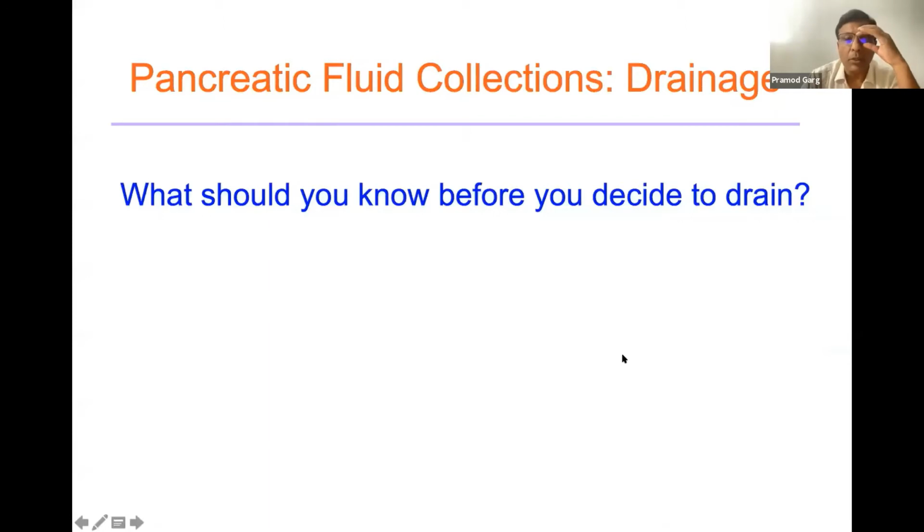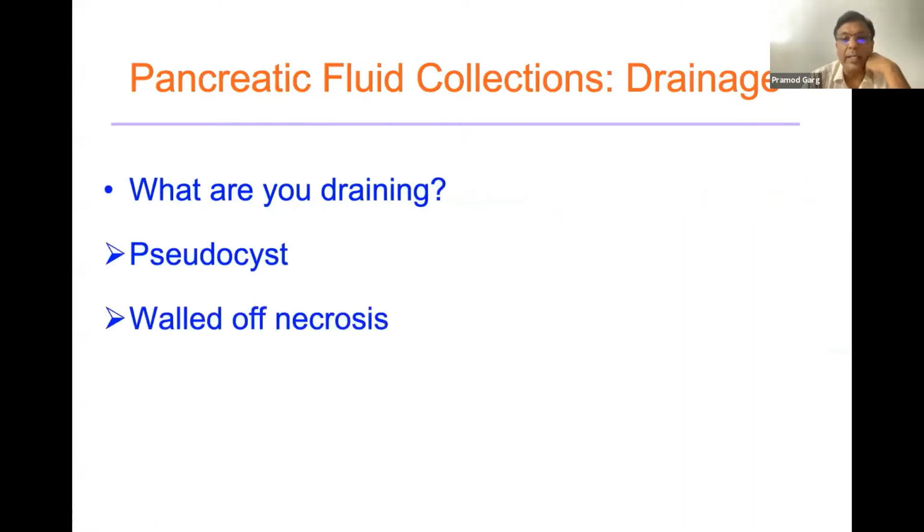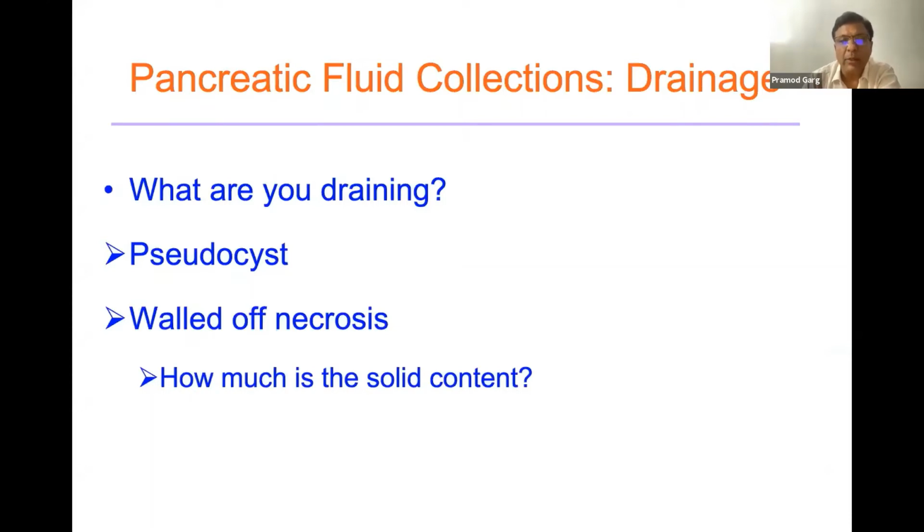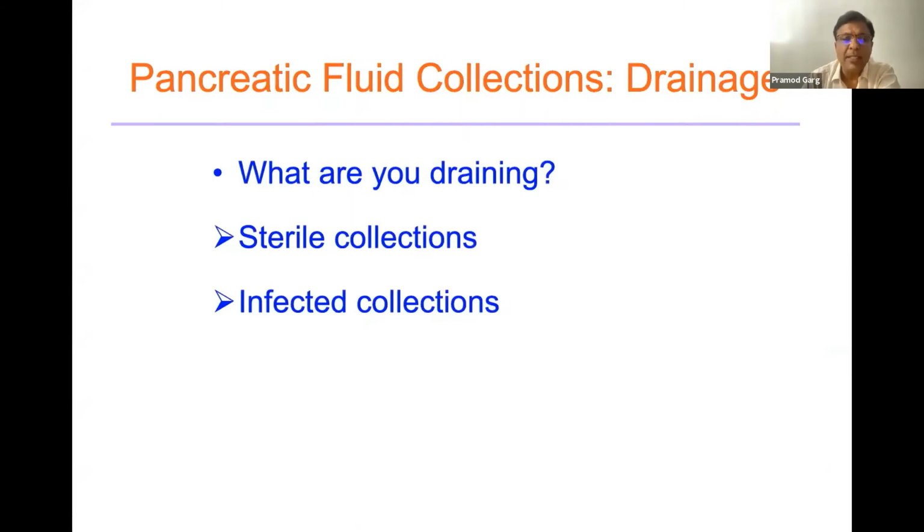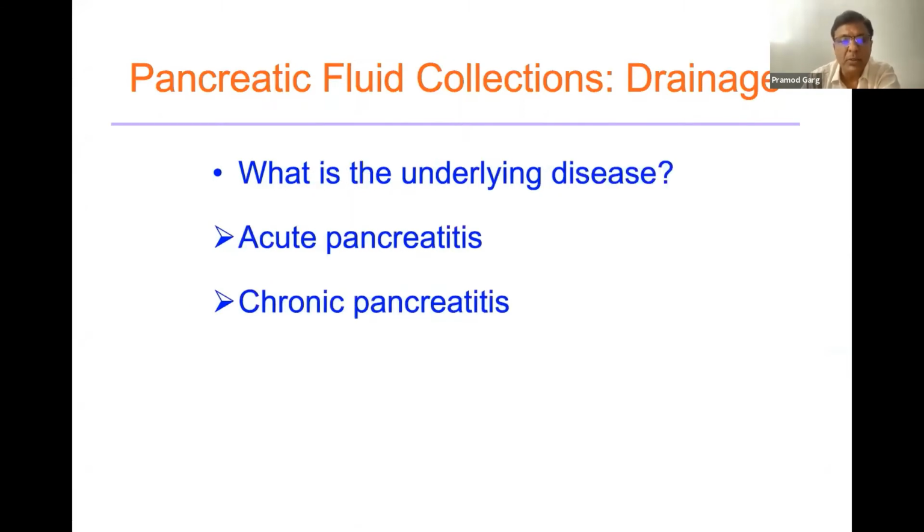So what should we know before we decide to drain a collection? One, are we draining a pseudocyst or a walled off necrosis? And if you're draining a walled off necrosis, how much is the solid debris, the solid content inside this fluid collection? Are we draining sterile collections or infected collections? Because strategy might differ between these two.